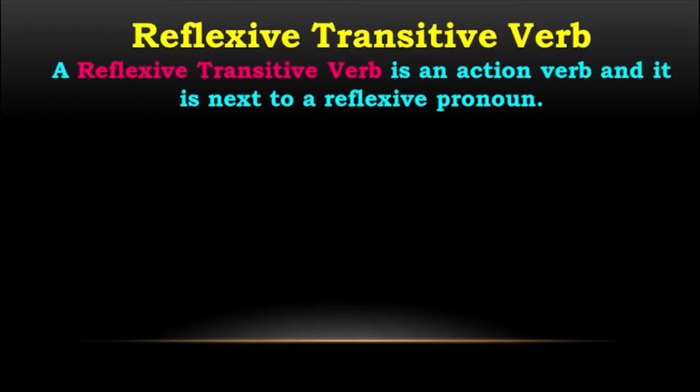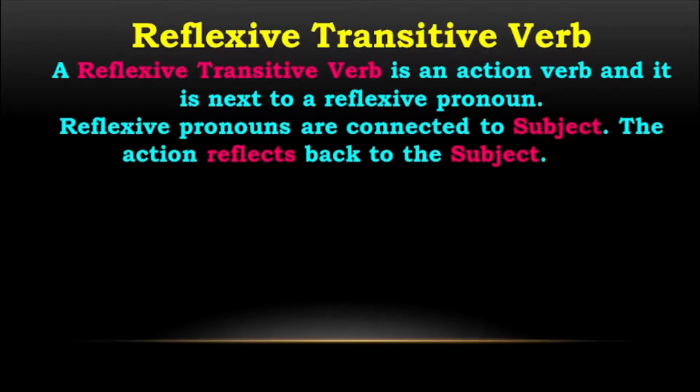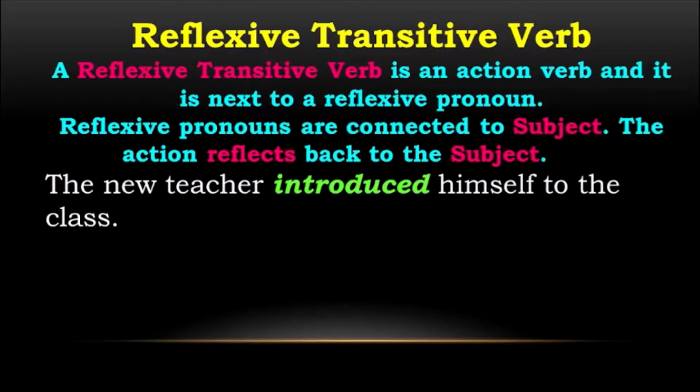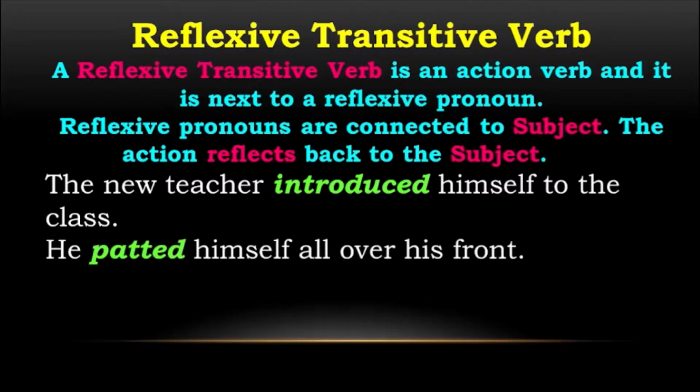A reflexive transitive verb is an action verb and it is next to a reflexive pronoun. Reflexive pronouns are connected to the subject. The action reflects back to the subject. It means the object is directly related to your subject. The new teacher, this is the subject, introduced himself to the class. Who introduced? Teacher. Himself. Himself is your object. He patted himself all over his friends. Himself is the object and it is directly related to the subject he.